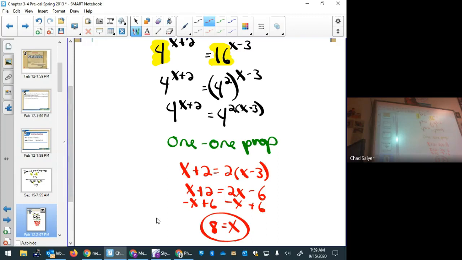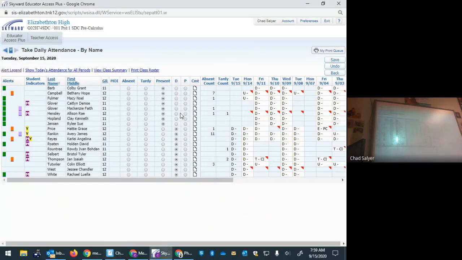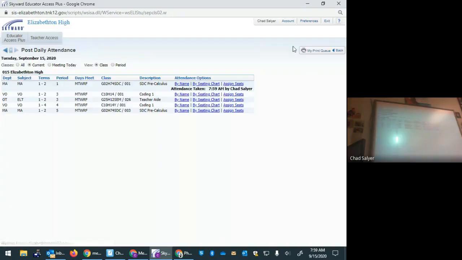Gonna take roll real quick. All right, so Colby? Here. Bethany is not. Macy? Here. Caitlin is not. Mackenzie? Here. Allie? Here. Clay? Here. Riley? Here. And that's it. All right.